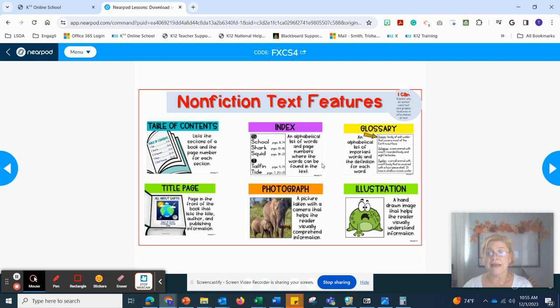So the index and the glossary are actually all three of these things on the top. The table of contents, the index, and the glossary.